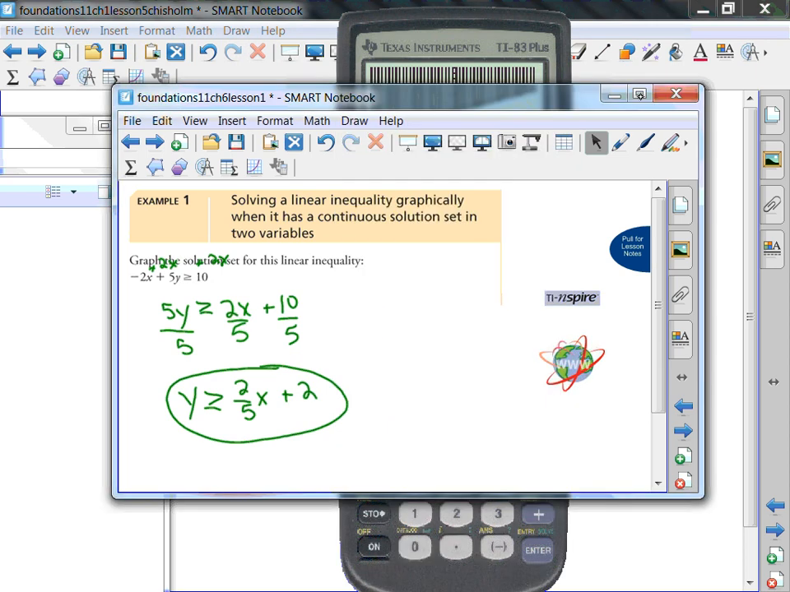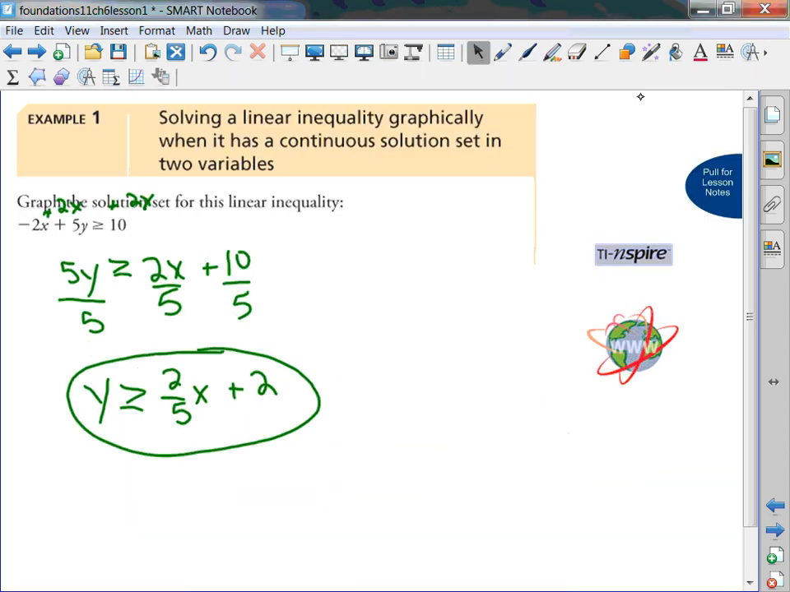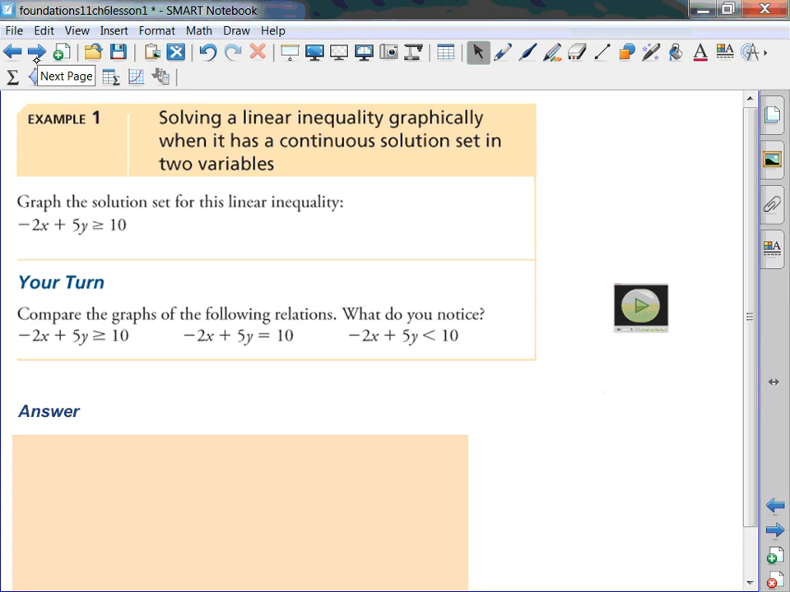Now I'm going to hide the graphing calculator. Don't need that right now. We're going to move on to where it says your turn. It says compare the graphs of the following relations. What do you notice? I'm going to allow our person with the lovely voice to take it away from here.